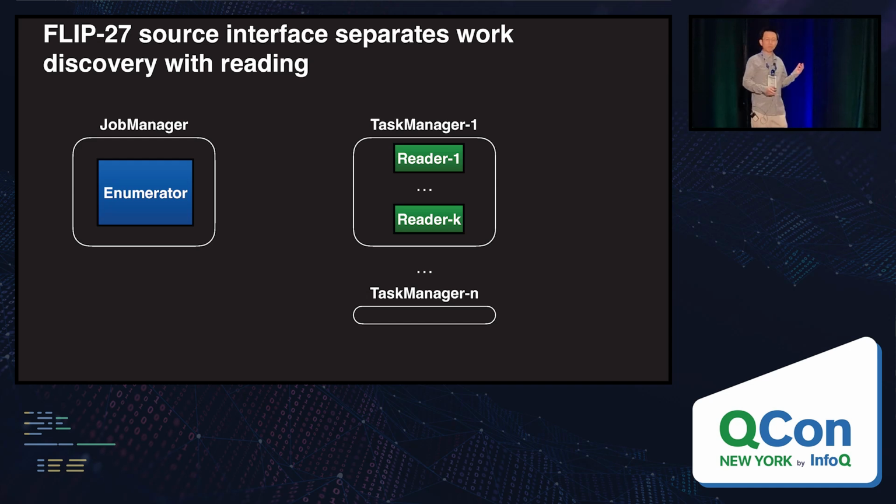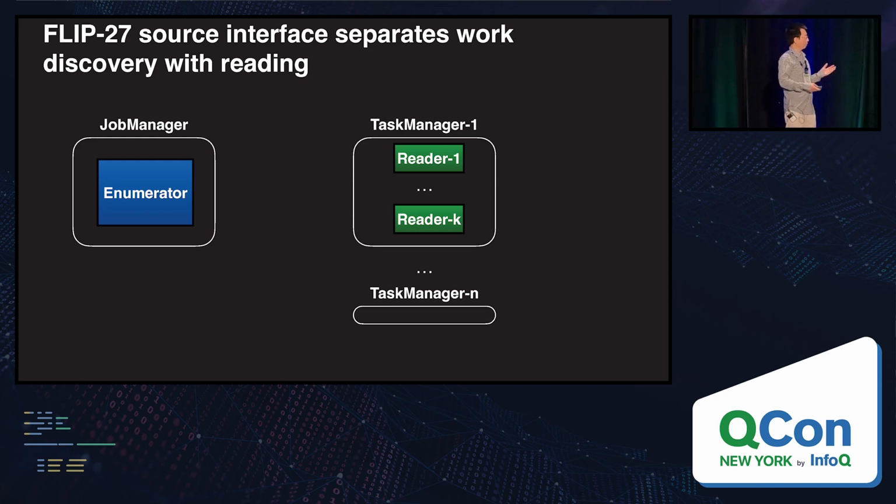FLIP stands for Flink Improvement Proposal. It's used to describe major new features or public API changes. FLIP 27 introduced a new source interface in Flink. It was designed to address the limitations of the old source function in Flink.